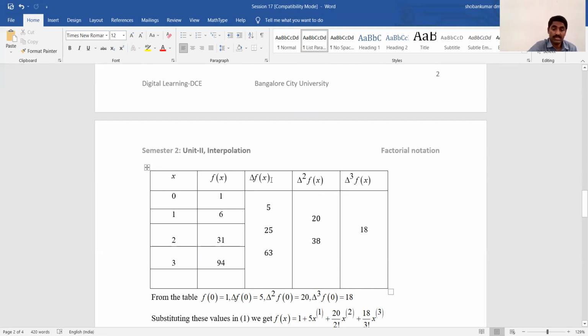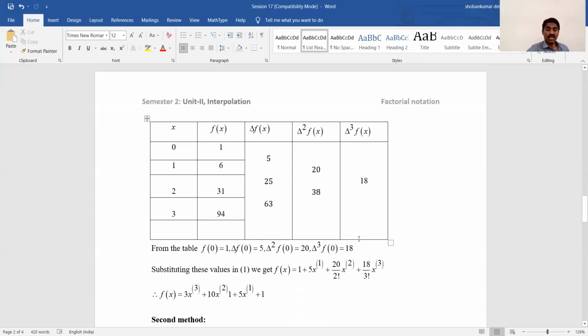Now delta f of x, the first forward difference. Already you know that. First forward difference: 5, 25, 63. Second forward difference: 20, 38, and delta 3 f of x is 80. Now we note that f of 0 is 1, delta f of 0, delta 2 f of 0, delta 3 f of 0.